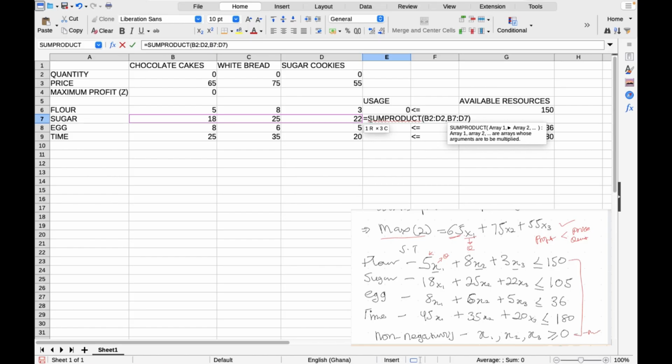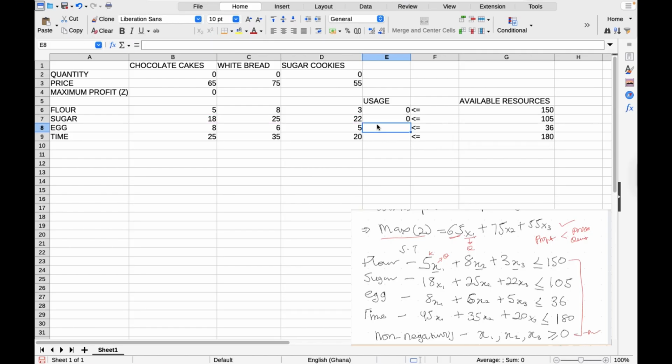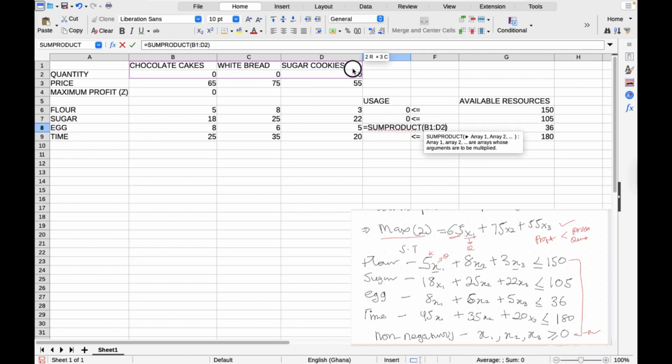So sum of the x, when you type the formula, you have to close this bracket. If the closing bracket is not there, you have to close it before you click on enter. Same thing, equal to the sum product of this, comma, by the quantity.